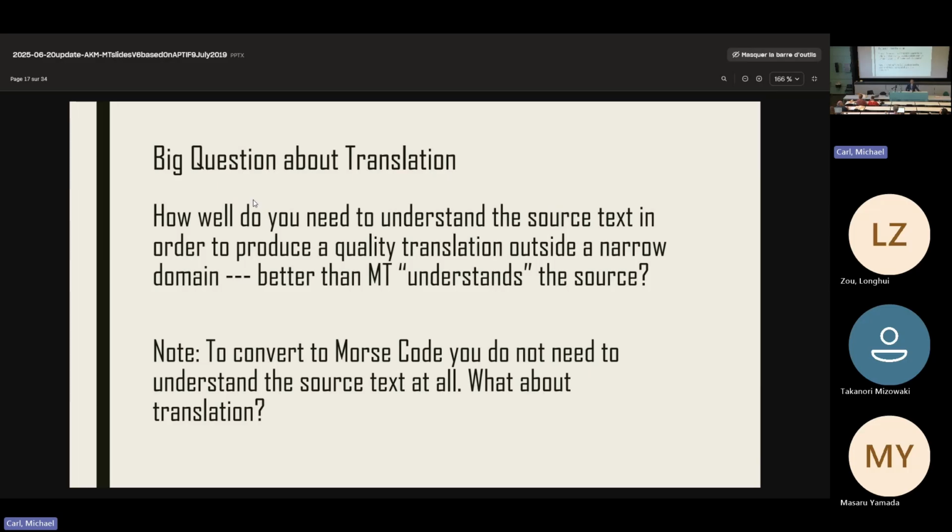Morse code does an excellent job of converting text to code. It doesn't need to understand. Does machine translation need to understand? Think about this. This is central to what we're doing today.